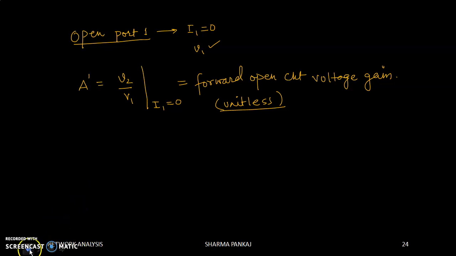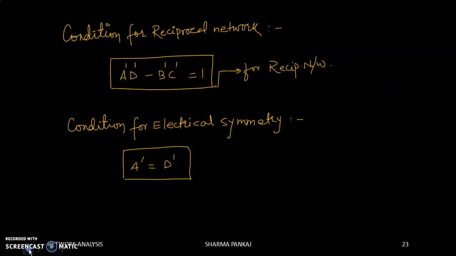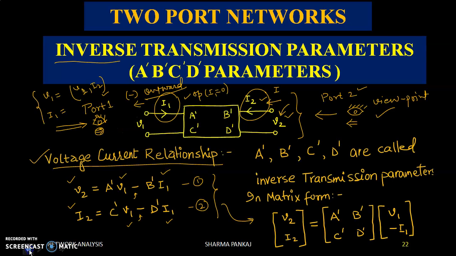Likewise, when I1 is equal to 0, when port 1 remains open, see this in equation number 2. In equation number 2, I1 is 0, it means D dash I1 is 0. We are left with I2 is equal to C dash V1. Therefore, from this equation, C dash will be found. C dash will be equal to I2 upon V1.